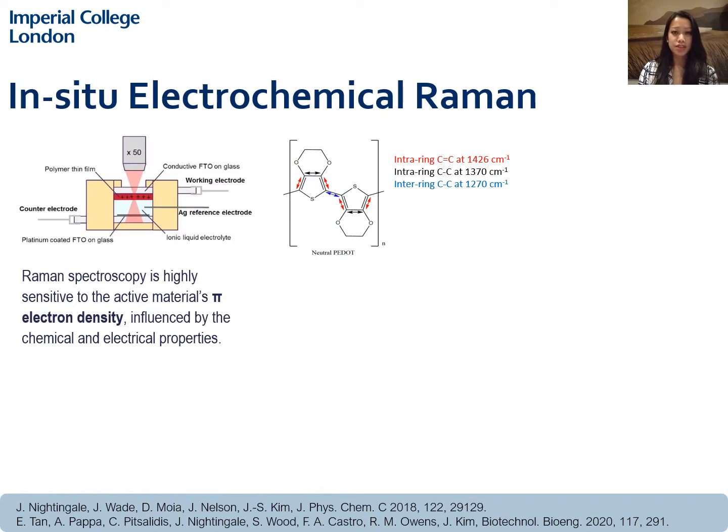Taking into consideration the limitations of amperometric detection, we introduce Raman spectroscopy as a structural probe. So Raman is a vibrational spectroscopy technique, and it is sensitive to pi electron density. This is influenced by changes in the material's chemical and electrical properties. Therefore, it's actually highly applicable to conjugated polymer systems such as PEDOT PSS, which have a lot of pi electron density and changes in polarizability.